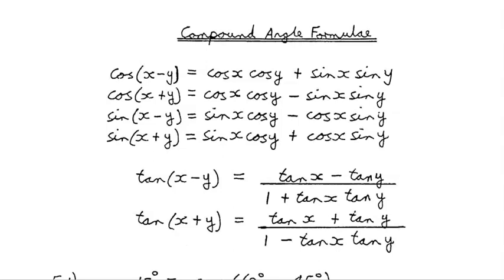Let's look at the compound angle formulae. We'll start with cos(x - y) is cos x times cos y plus sin x times sin y. Cos(x + y) is cos x times cos y minus sin x times sin y. And sin(x - y) is sin x times cos y minus cos x times sin y. Sin(x + y) is sin x times cos y plus cos x times sin y.